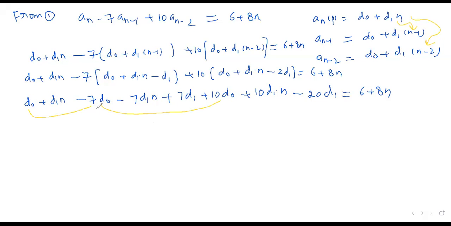11 minus 7. What is this value? 4 d naught. Am I right? Yes, 4 d naught. Next, count the d1s. How many d1s are here?